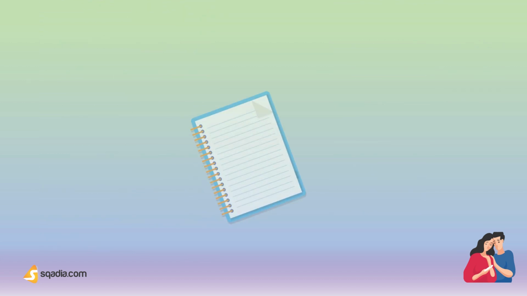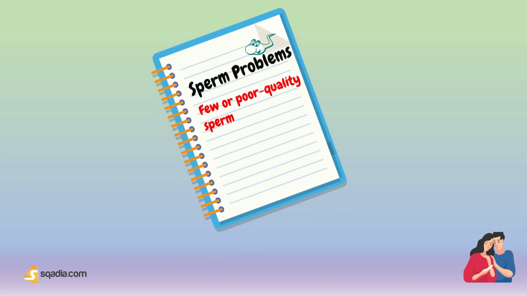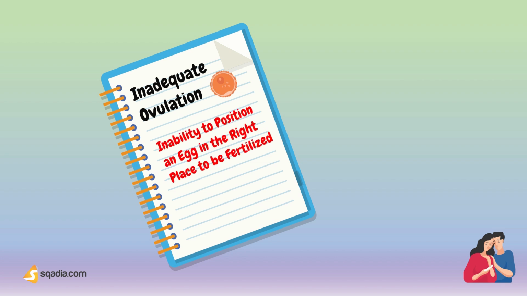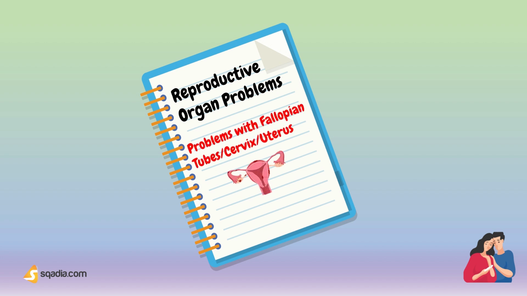Number 1, one of the causes for inability to conceive is sperm problems. Well, it's few or poor quality sperm. Number 2, another cause of inability to conceive is inadequate ovulation. Well, it's an inability to position an egg in the right place to be fertilized. Moving on, third cause of inability to conceive is reproductive organ problems. Well, these are the problems with the fallopian tubes, cervix, or uterus.